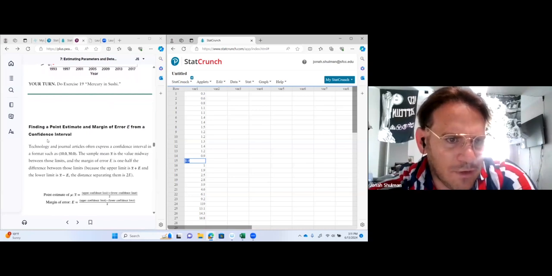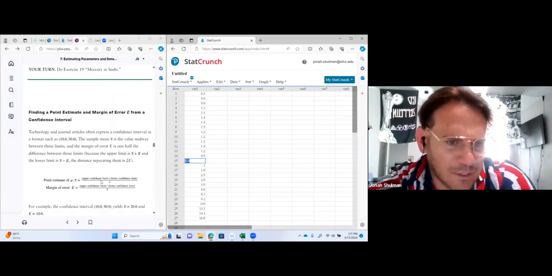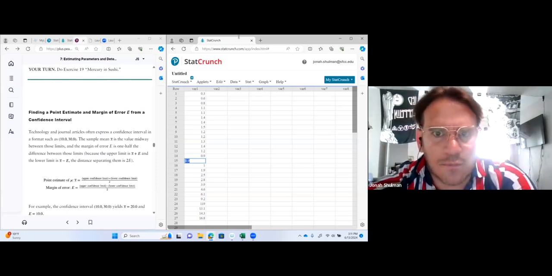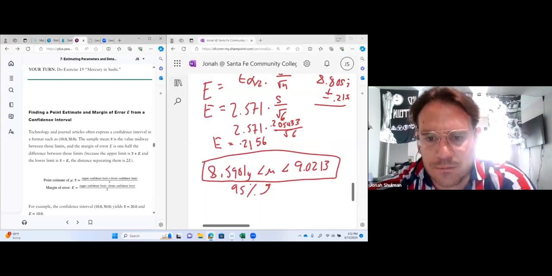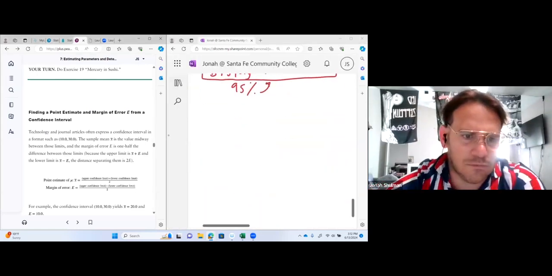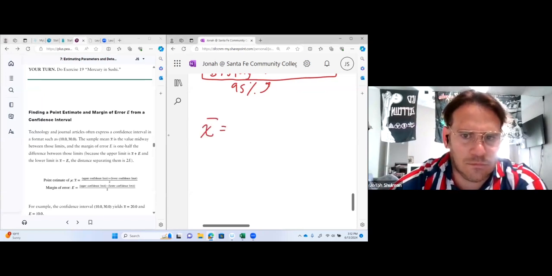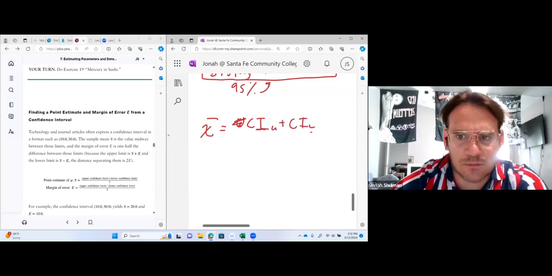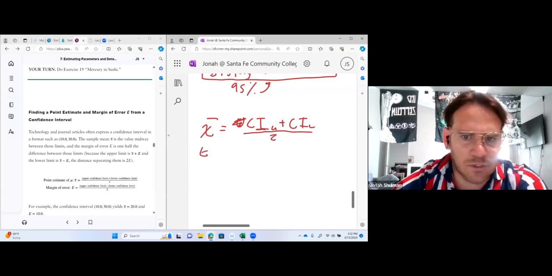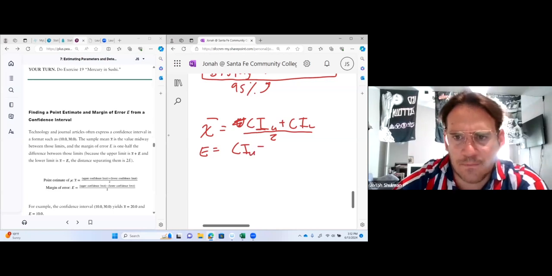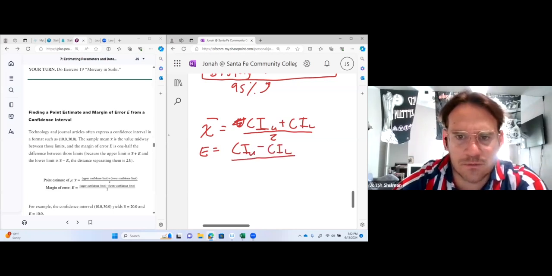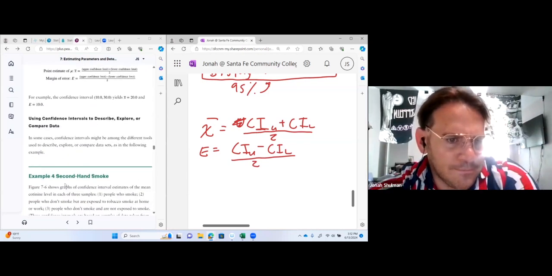Finding a point estimate and margin of error from a confidence interval. So this is the same thing we did before. Upper plus lower divided by 2, upper minus lower divided by 2. I assure you that I've written these before, but I'll write them again. So our upper CI, I usually like writing it this way, CI with a subscript plus CI lower with the subscript over 2, and this is for a margin of error. CI upper minus CI lower divided by 2.